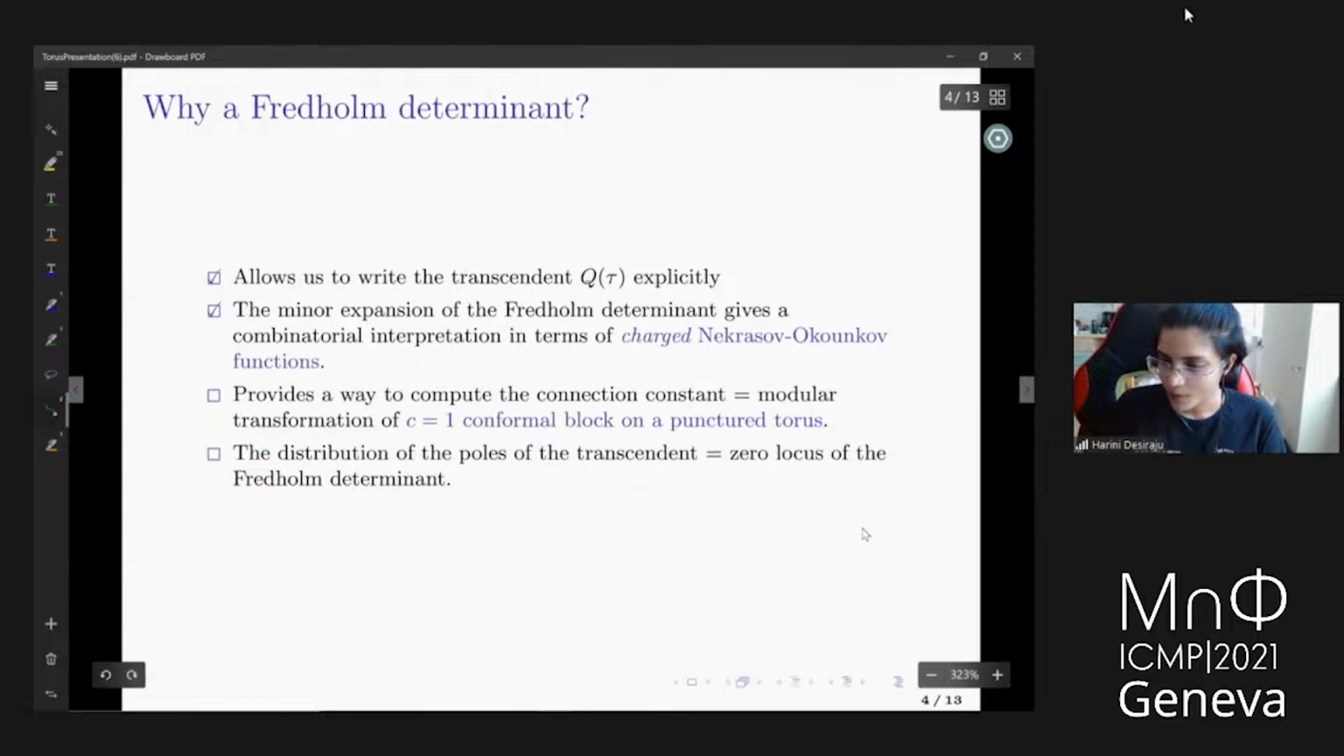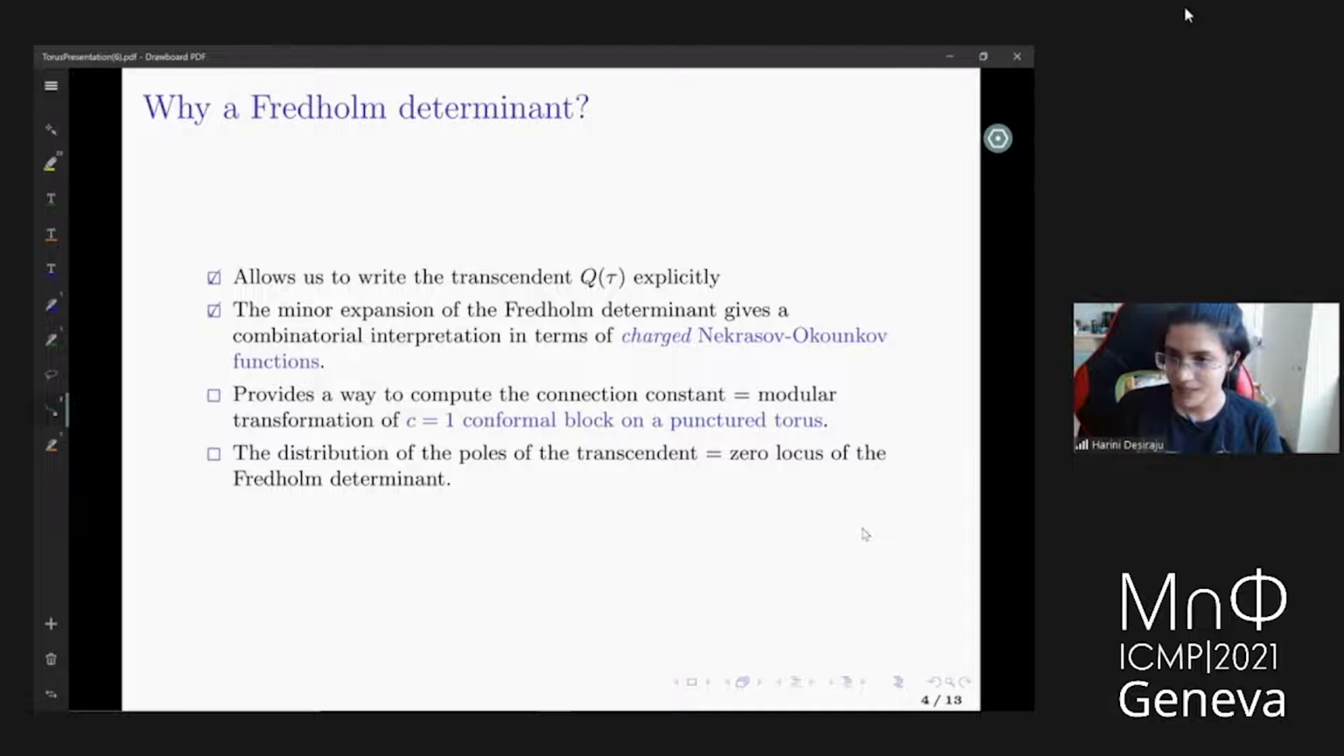Now, why do I need a Fredholm determinant? There are many advantages. First thing is that when you see a Fredholm determinant, you know that there are other areas of mathematical physics that are connected, for example, random matrices. But what I'll show you today is very restricted to the system. First is that once I have a Fredholm determinant, I can write the transcendent, the solution of the equation, explicitly.